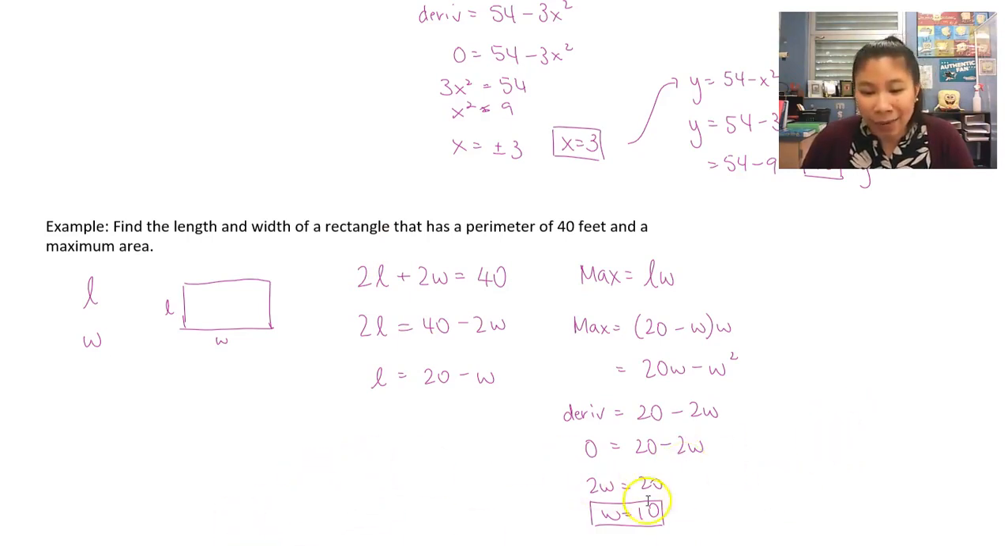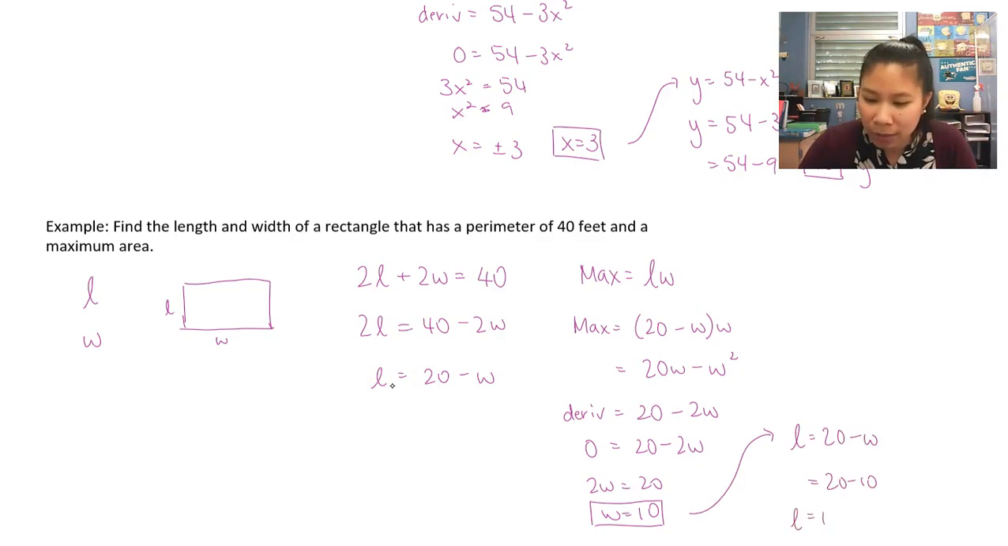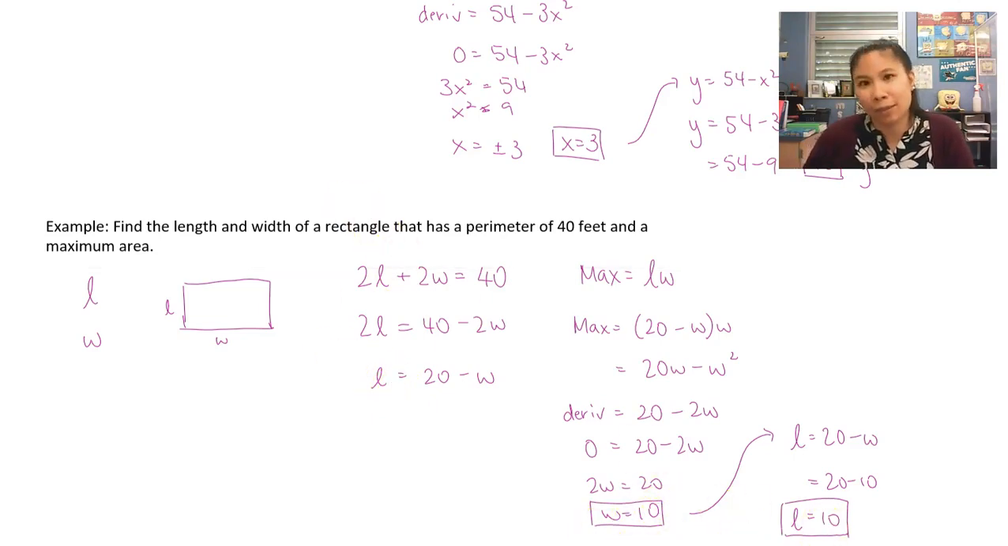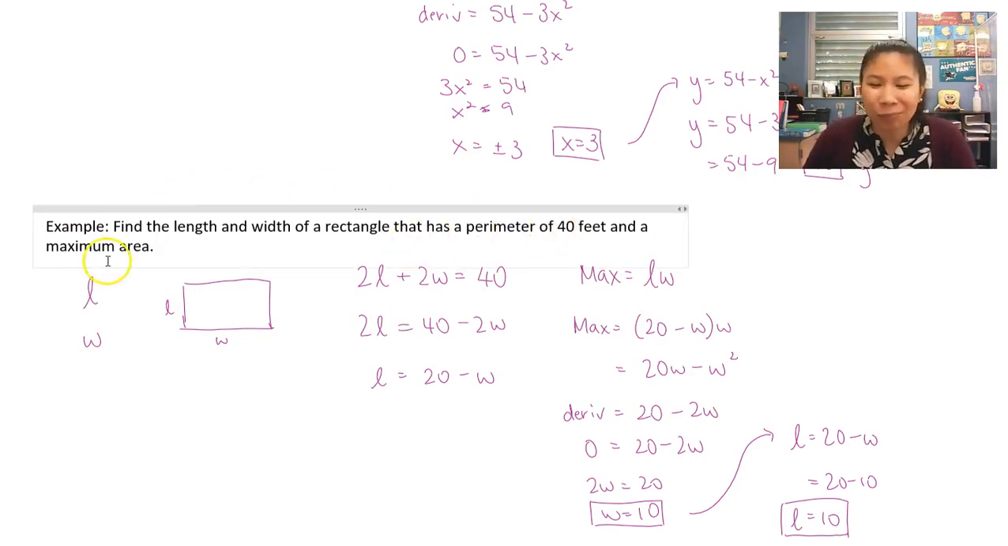And now I just need to figure out the length. Well, earlier we had the equation L equals 20 minus W, so I can just plug that in to calculate L. So 20 minus 10 means that the length is also 10. Oh, interesting. So rather than a rectangle, if my length and width are the same, this is a square. But fun fact, squares are actually the shape that maximizes area for a given perimeter. So keep that in mind, kind of a neat fact.